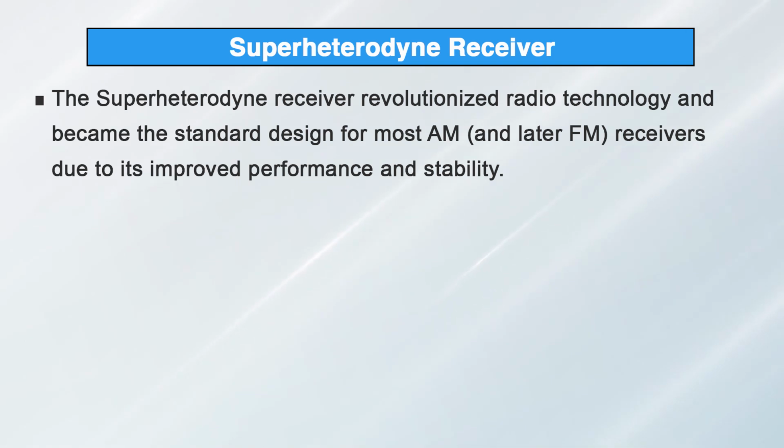Now, let us discuss the second type of receiver, that is the superheterodyne receiver. A superheterodyne receiver revolutionized radio technologies and became the standard design for most AM and later on for FM also, due to its improved performance and stability. Here's how the superheterodyne receiver works and its key characteristics. First of all, let us deal with the design and the operation part.